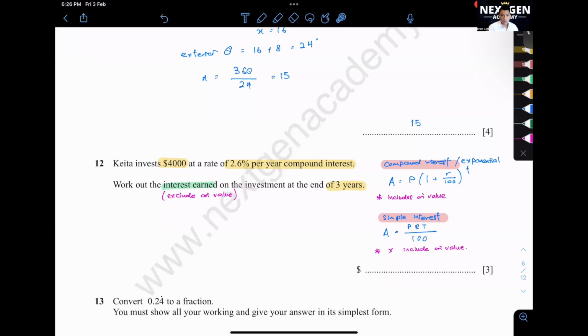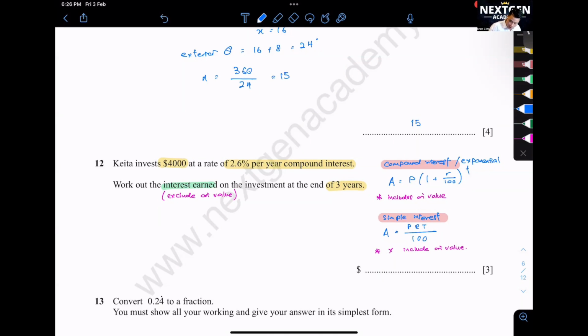Okay, got it? But if they give you a simple interest calculation, and what they say is work out how much she has at the end of 3 years, then you need to add the original value. So it really depends which formula you are using and what they are asking you. So for compound interest, you need to know that it includes the original value. Let's just go and find this one first.